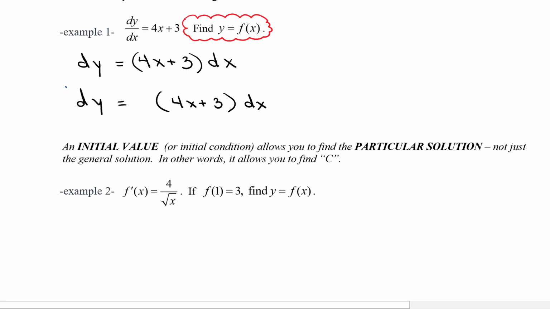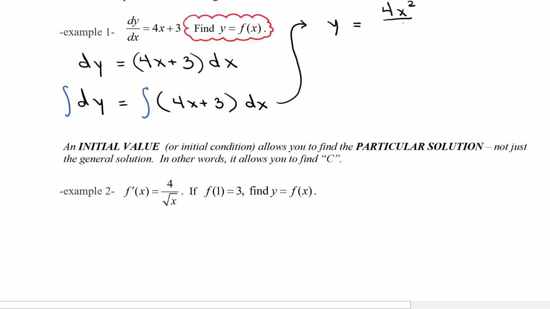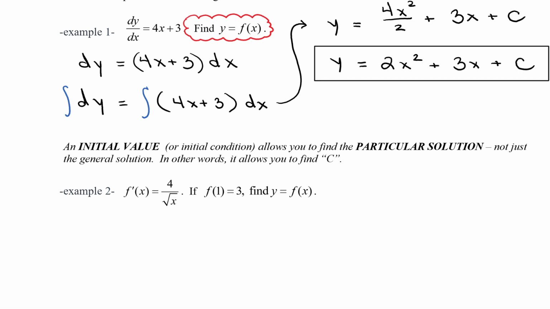Now I'm just going to go ahead and integrate both sides of the equation. The integral of dy is y. And although there is a plus c, I'm going to put all my plus c's to the right-hand side of the equal sign. The integral of 4x plus 3 dx is going to be 4x squared divided by 2 plus 3x plus c. y equals 2x squared plus 3x plus c. This is my general solution. I'm going to put that in a box, draw an arrow to it, and write down the words general solution.